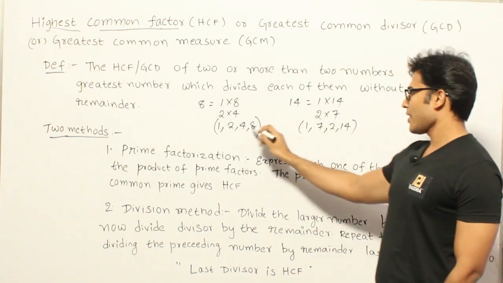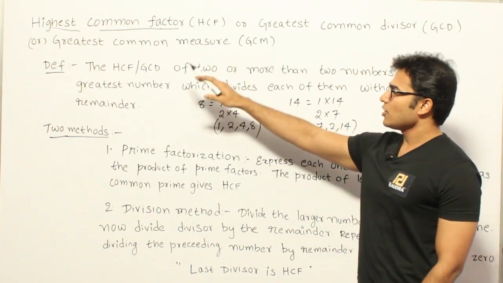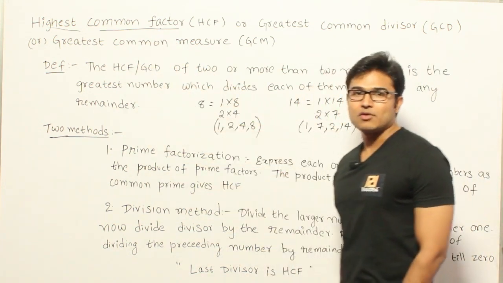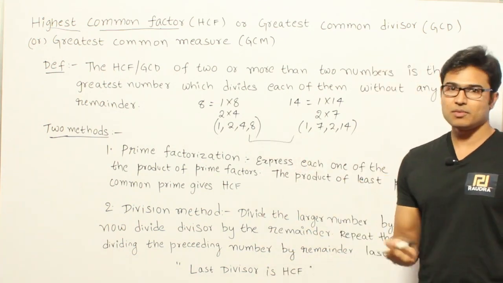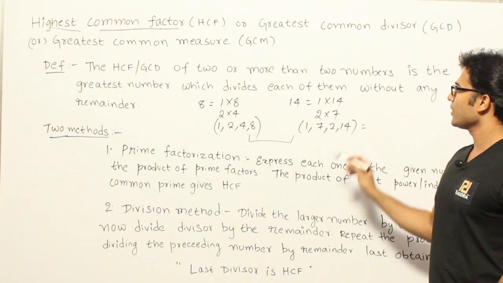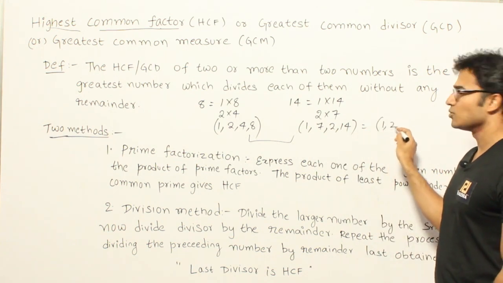Now these are the factors. So what are they saying? Common factor. You have to find out the common factor between these two sets, find the intersection. That is going to give you the common factors. So if you find out the common factors, it is going to be 1 and 2.